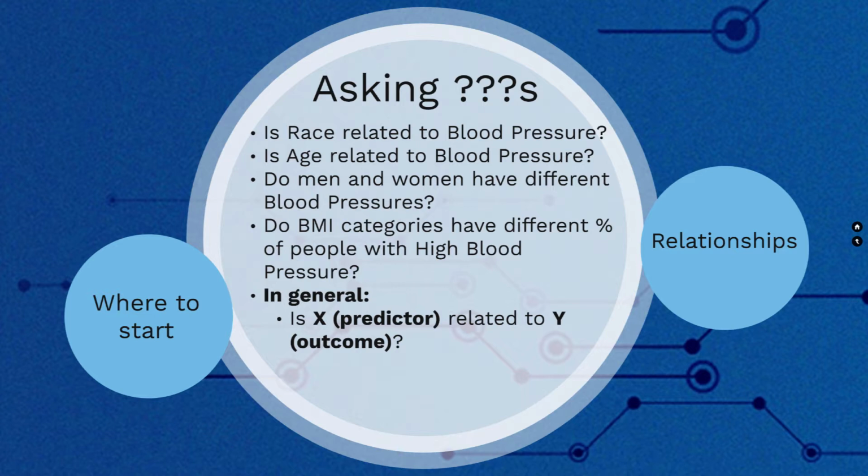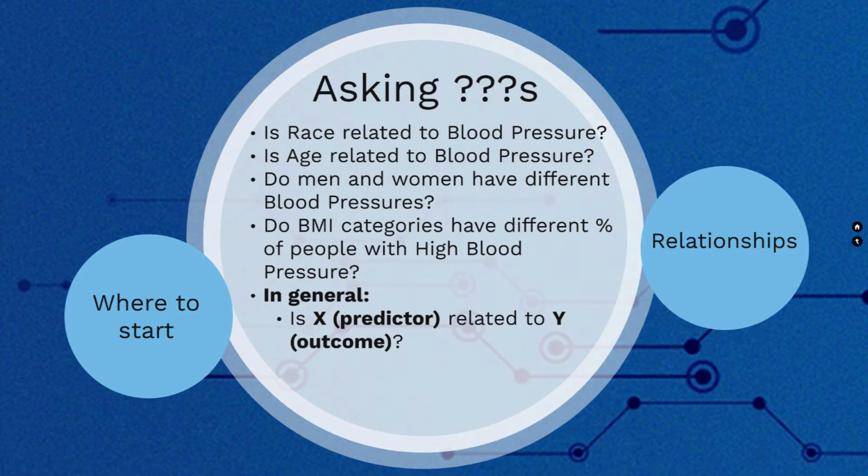Some questions that you might consider: is race related to blood pressure? Is age related to blood pressure? Do men and women have different blood pressures? Do BMI categories have a different percent of people with high blood pressure? So you can see in each of these questions there are two variables.